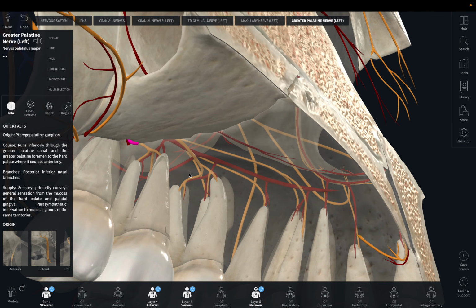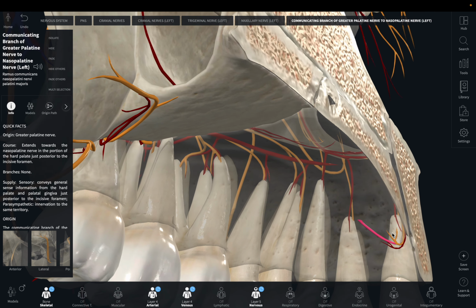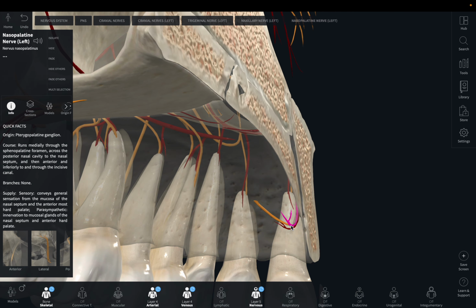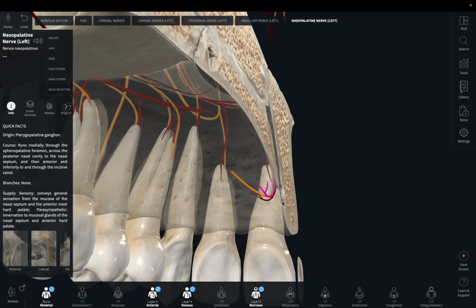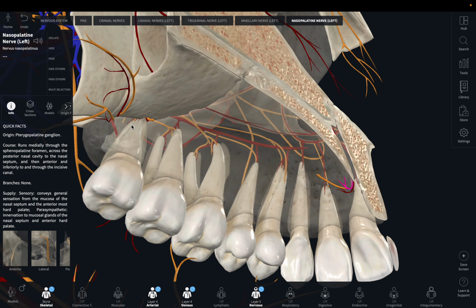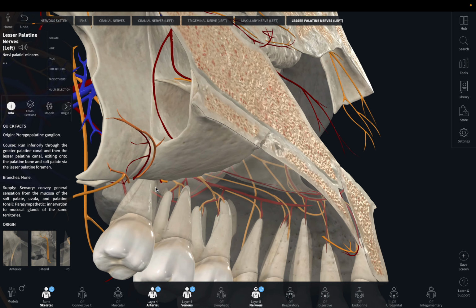So it runs across the hard palate and provides innervation to the hard palate and crosses over anteriorly with the nasopalatine nerve. The nasopalatine nerve should be this one. Yep, the nasopalatine nerve, which provides sensory innervation from canine to canine, essentially anteriorly, and then the greater palatine nerve supplies the rest of the hard palate. The lesser palatine nerve provides sensation to the soft palate.